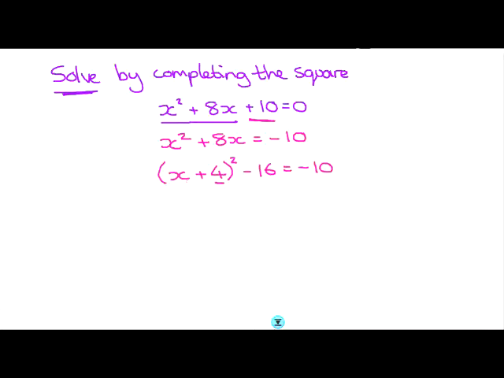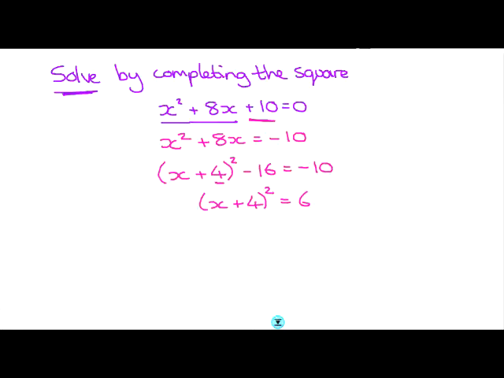So if you think of what's the last thing that's happening to this x, it's taking away 16, so that's what we're going to remove first. So let's add 16 to both sides. So it's going to give me x plus 4 squared, and if I add 16 to this I will get 6.